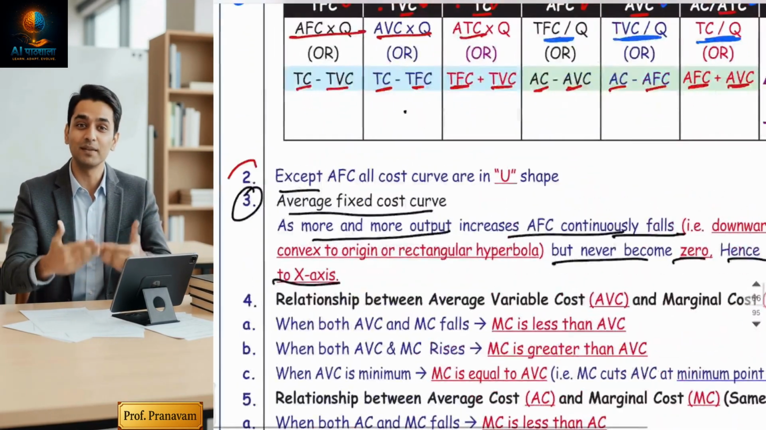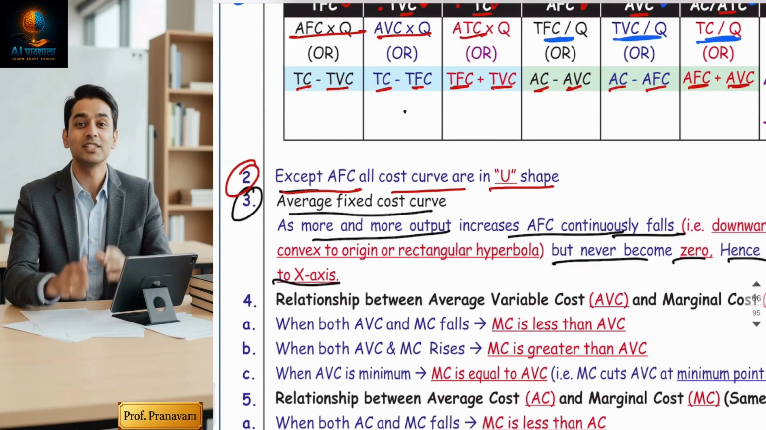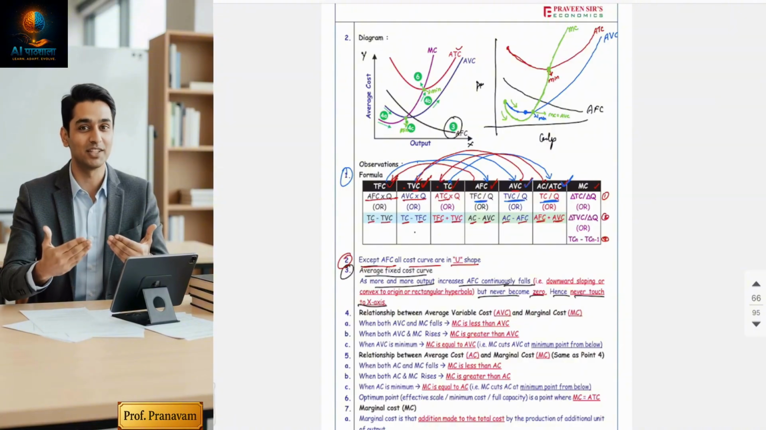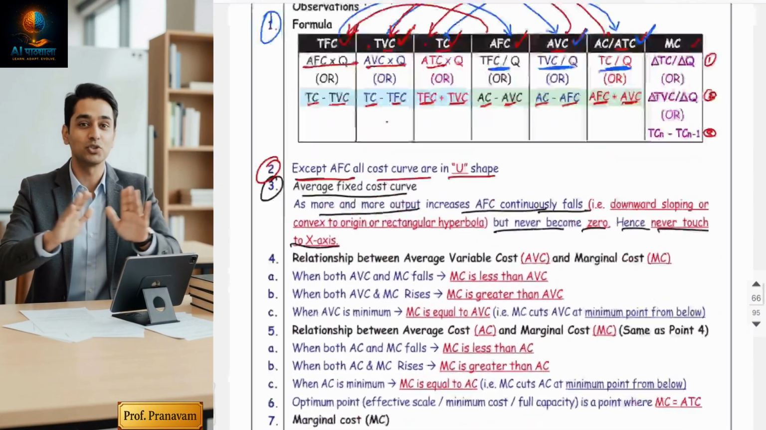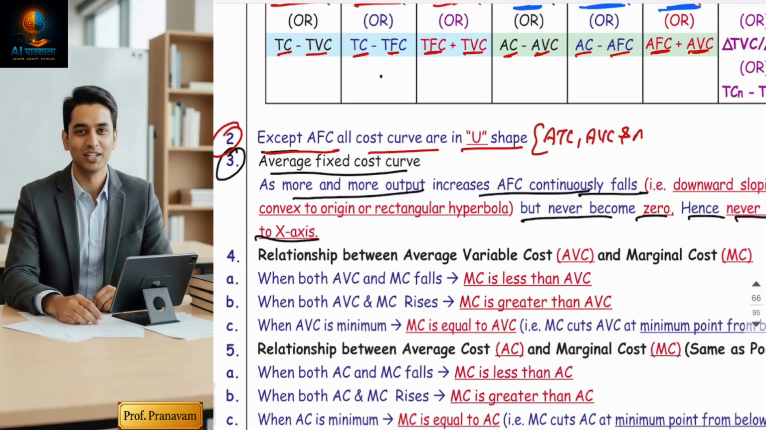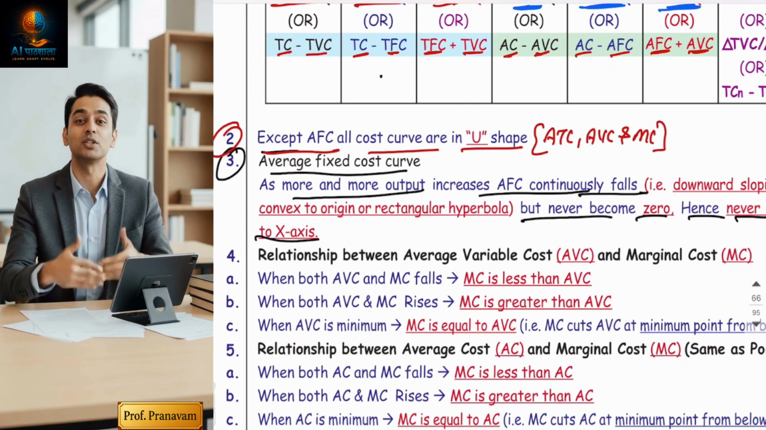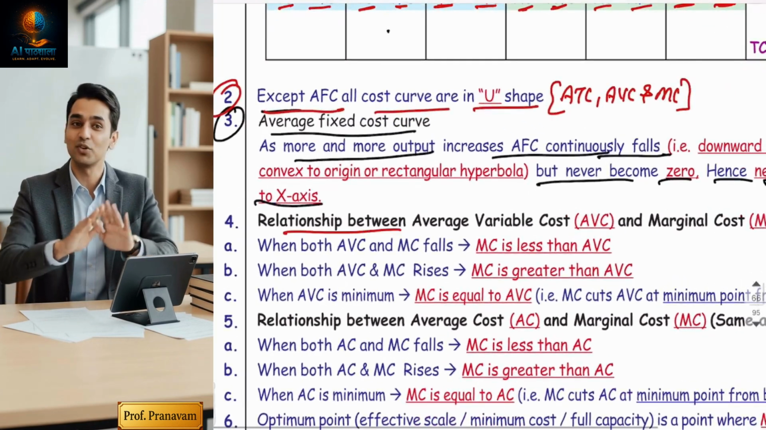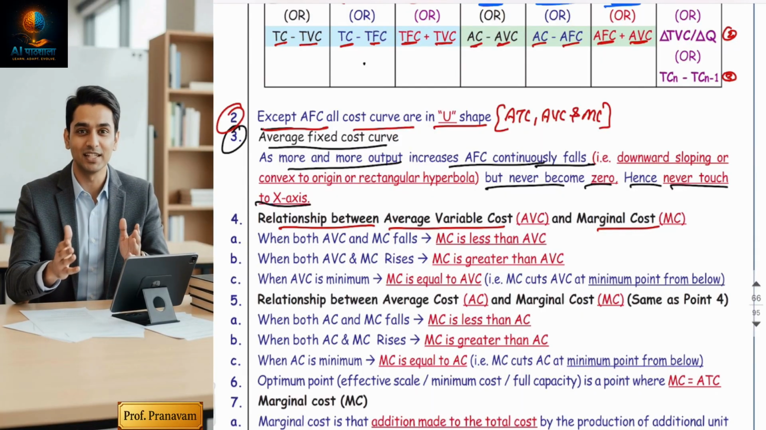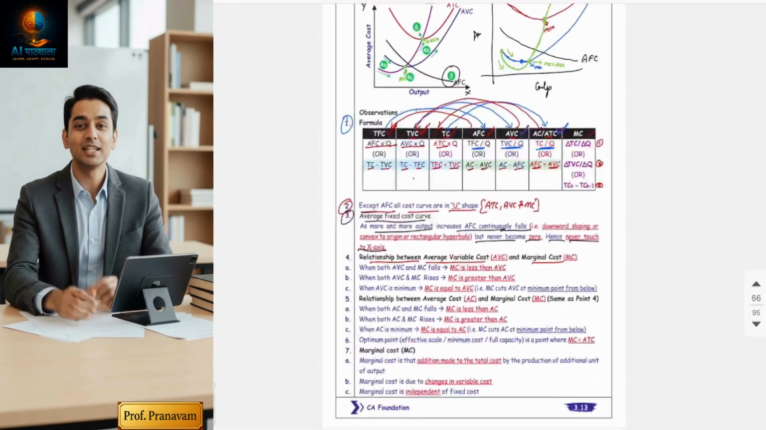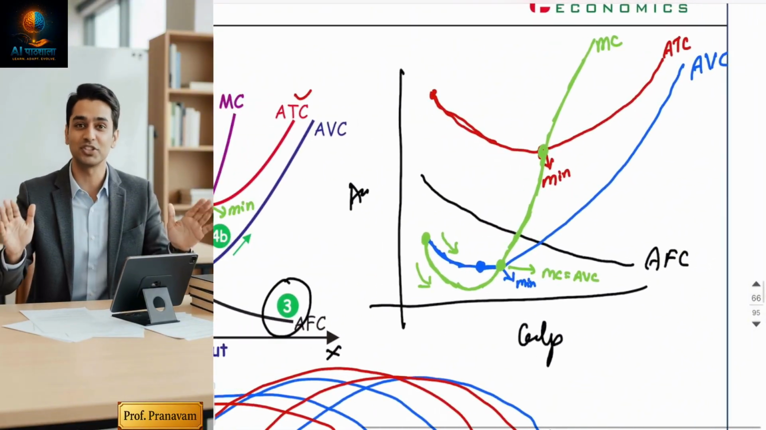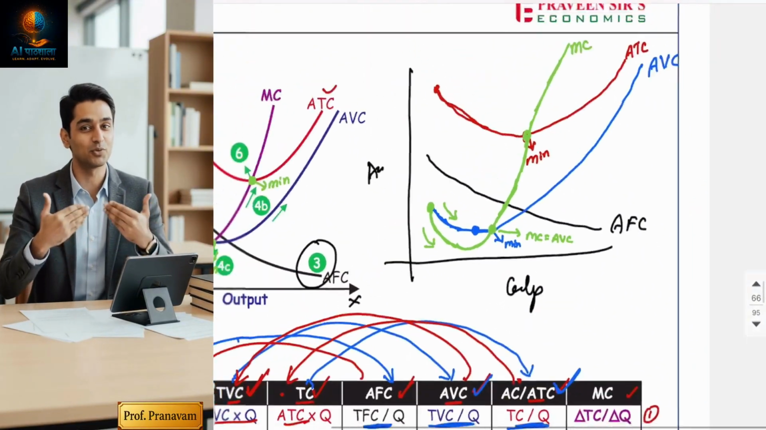Now my point number two. Except AFC, all cost curves are in U shape. U shape means initially all the costs were falling and then rising. Sir, except AFC, all costs are in U shape, meaning ATC, AVC, and marginal cost curves. So the second point also you understood? Yes, sir. Relationship between average variable cost and marginal cost. Now, guys, from the diagram, there are three relationships between AVC and MC. Blue curve and green curve. So there were three relationships.